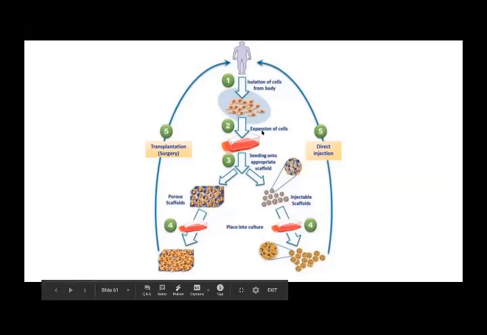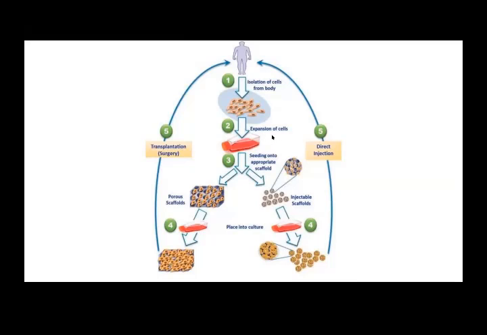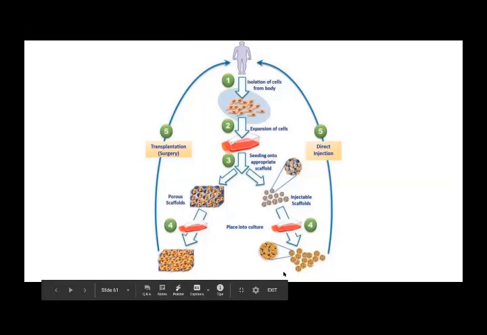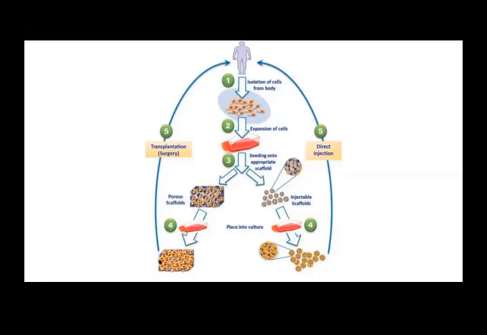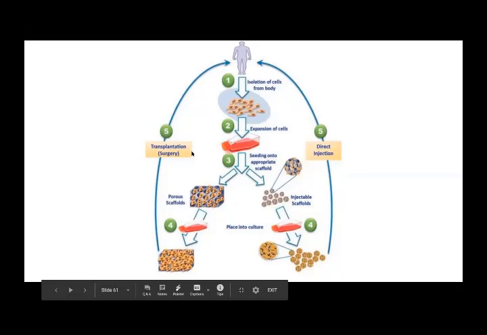After that, the cells undergo an expansion process. And then we have seeding into appropriate scaffolds, injectable scaffolds and then porous scaffolds. After that, we place them into culture to promote their growth. And then they're finally injected directly back into the patient or transplanted by surgery.